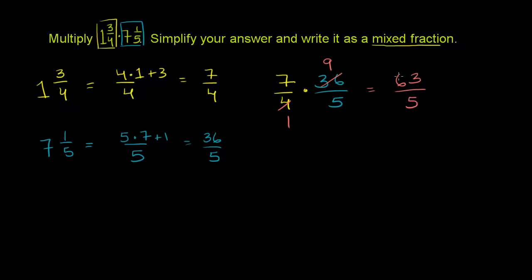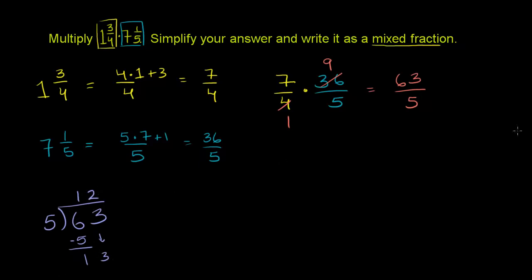So now we have our answer as an improper fraction, but they want it as a mixed number, or a mixed fraction. So what is 63/5? To figure that out, let me pick a nice color here. We take 5 into 63. 5 goes into 6 one time. 1 times 5 is 5. You subtract. 6 minus 5 is 1. Bring down the 3. 5 goes into 13 2 times. And you could have immediately said 5 goes into 63 12 times, but this way, at least to me, it's a little bit more obvious.